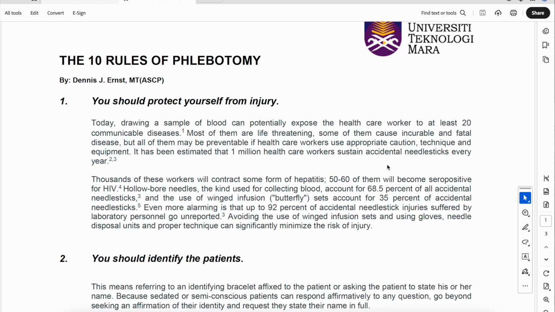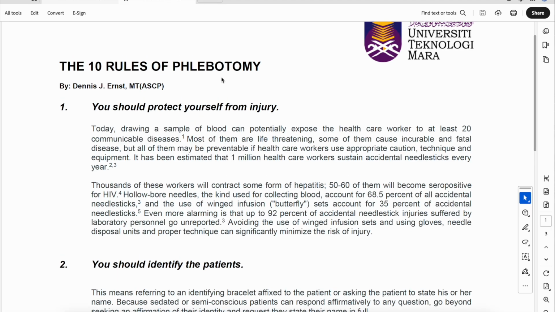What's particularly concerning is that hollow bore needles, exactly the type we use for blood collection, account for 68.5% of all needle stick injuries. Wing infusion sets, commonly called butterfly needles, are responsible for 35% of these accidents. Perhaps most alarming is that up to 92% of needle stick injuries in the lab setting go unreported. This underreporting prevents proper medical follow-up and skews our understanding of the true scope of the problem.